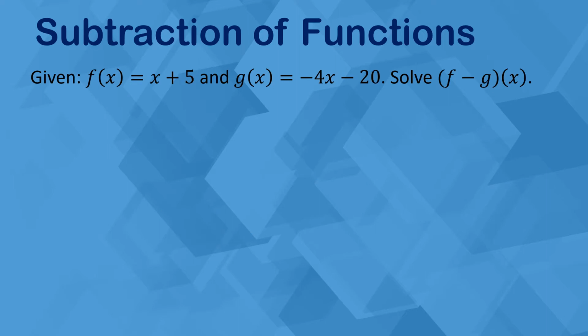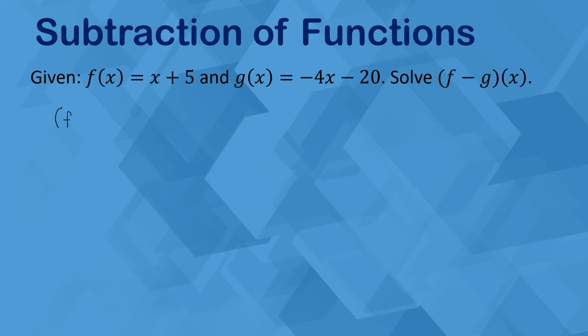So let's have our first example under subtraction of functions. We have here our two functions f and g. f(x) is equal to x plus 5 and g(x) is equal to negative 4x minus 20. So we will look into the difference of the two functions f and g.